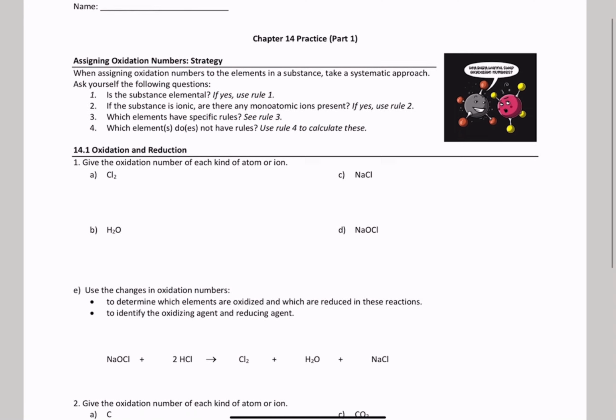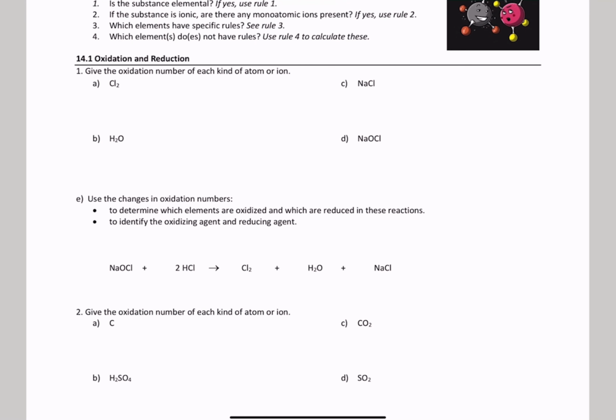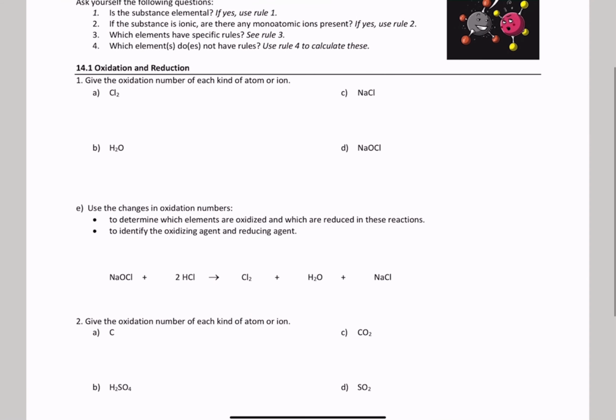Okay, so let's look at the first problem here. Give the oxidation number of each kind of atom or ion. So, Cl2. Is Cl2 elemental? Yes, Cl2 is the elemental form of chlorine, so we're going to answer yes at question 1. Therefore, we'll be using Rule 1. And if we're using Rule 1, what is the oxidation number for elemental substances? 0. So the oxidation number of Cl in Cl2 is 0.